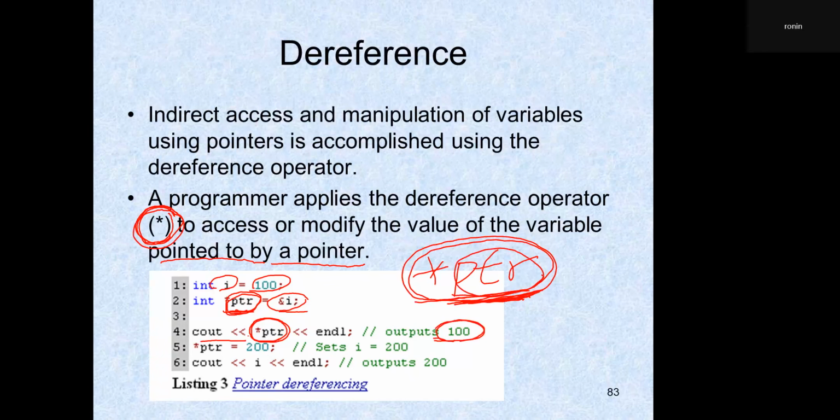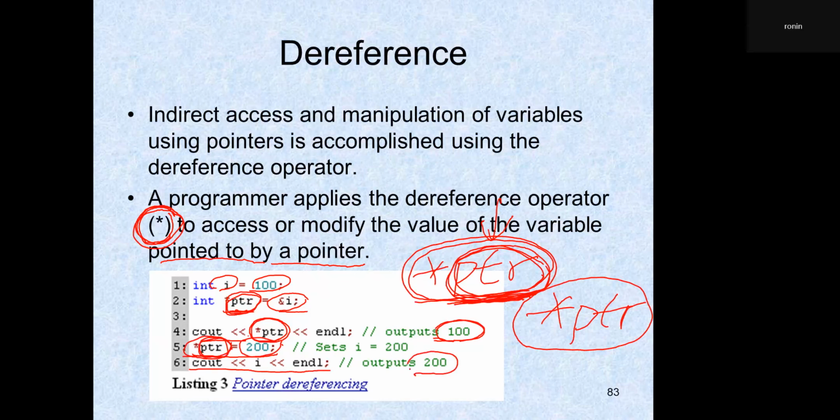If we want to access the value stored at ptr, we can use the asterisk. Asterisk ptr is the value stored in this address. Look, we assign 200 to asterisk ptr. So we have changed the value stored in this address. Then the output of i should be 200, because we stored this value in this address, and the address of i is ptr. So when we output i, it's 200.